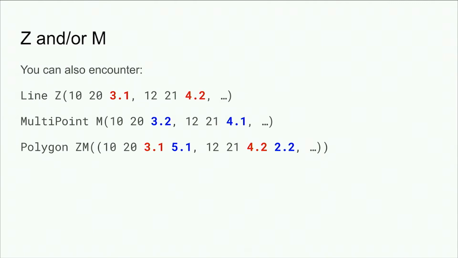You might also encounter Z and M data, where in addition to coordinates, each point has additional data. It might be elevation, which is called Z, because the first ones are X and Y, or it might be an arbitrary measure. So it might be convenient when you travel along the line to associate, for example, time with each point.